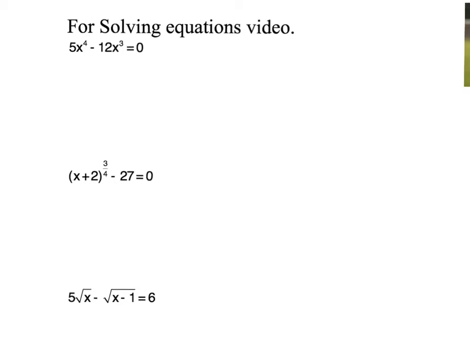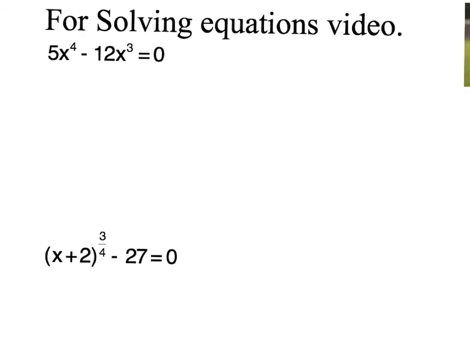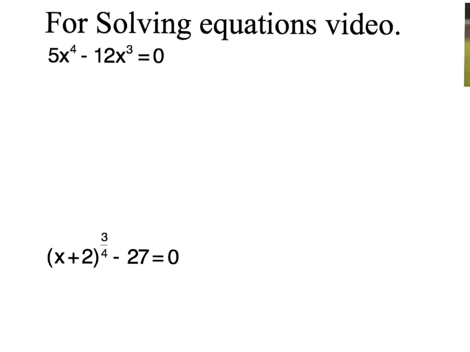So here's one. The first one here is 5x to the fourth minus 12x cubed equals 0. So I want to find the values of x that can go into this equation. What I always want to do, since it equals 0, is make it into a product. Because if two things multiply together and equal 0, then that's easy to solve.